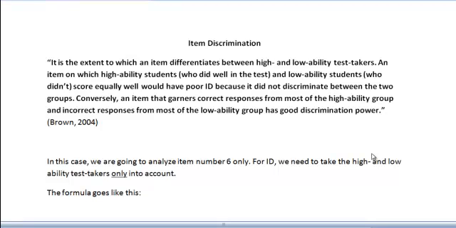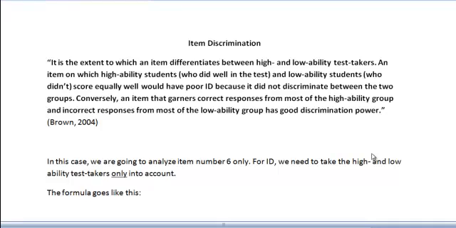Hello again. We are going to continue with item discrimination. According to Brown, it is the extent to which an item differentiates between high and low ability test takers. An item on which high ability students who did well in the test and low ability students who didn't score equally well would have poor ID because it did not discriminate between the two groups.